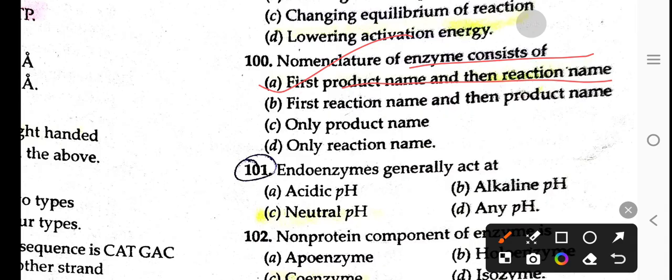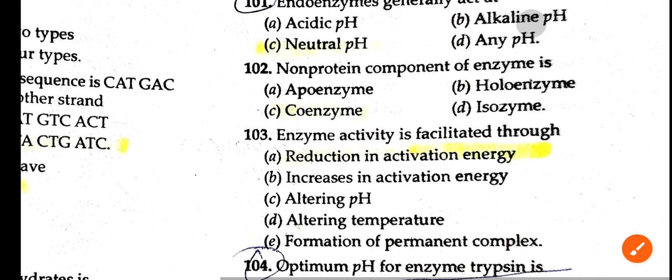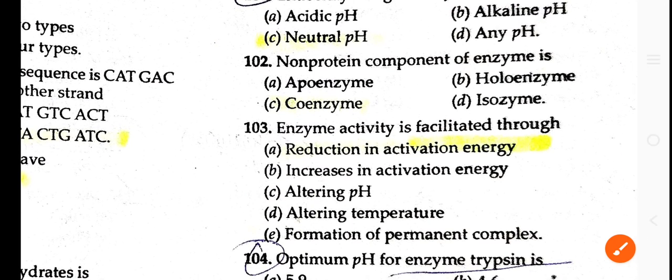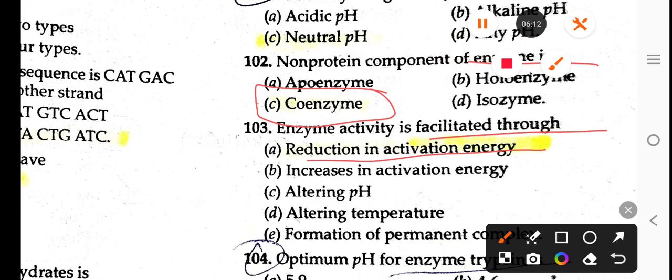Endoenzymes generally act at neutral pH. It is a tricky and important question. Endoenzymes work generally at neutral pH. Next, the non-protein component of the enzyme is the coenzyme. Next, enzyme activity is facilitated through the reduction in the activation energy.